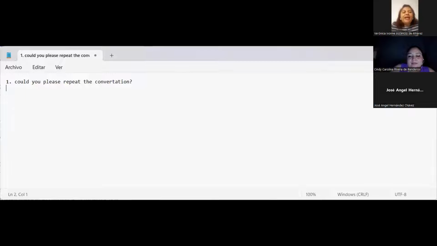Okay. I understand when I use could you please, the verb is in base form. And when I use would you mind, the verb adds ing.